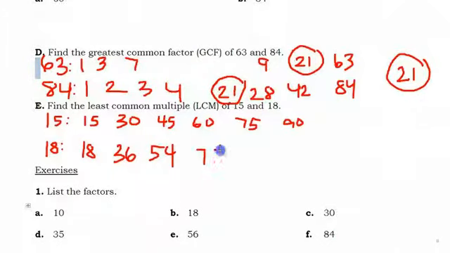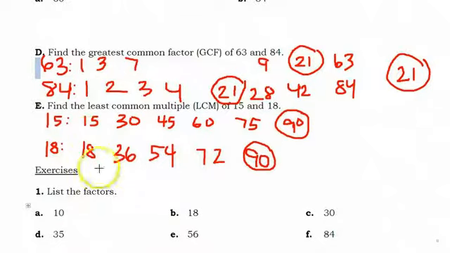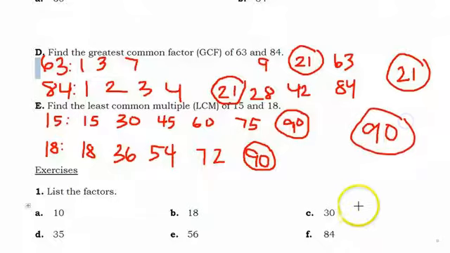And then again, we want to go until we see the same number. And luckily I stopped there, and that is my answer. 90 is the lowest number that both of these number sets share.